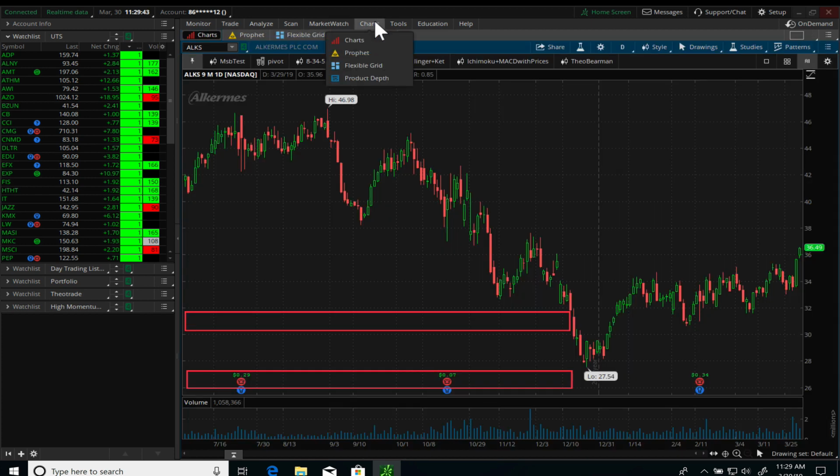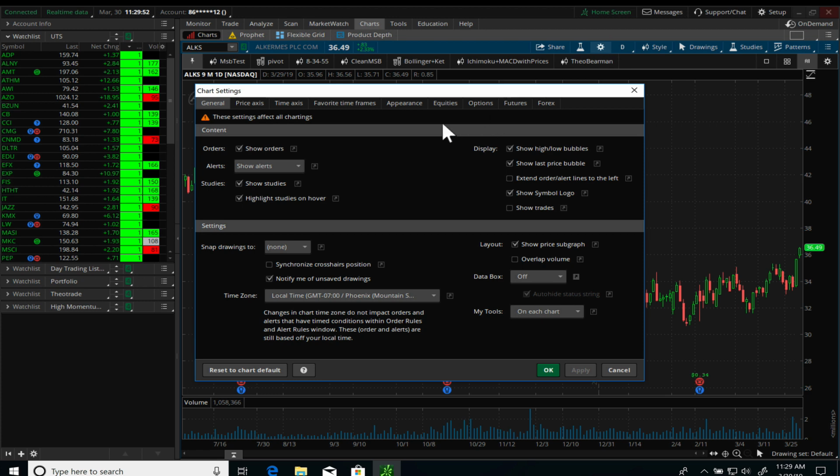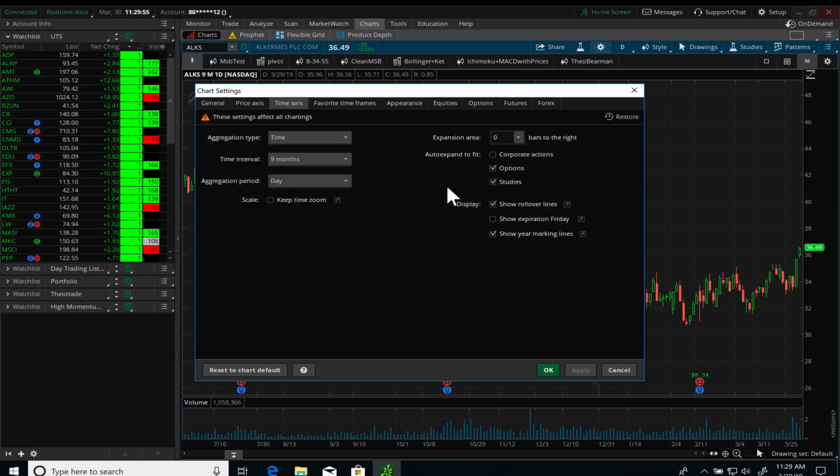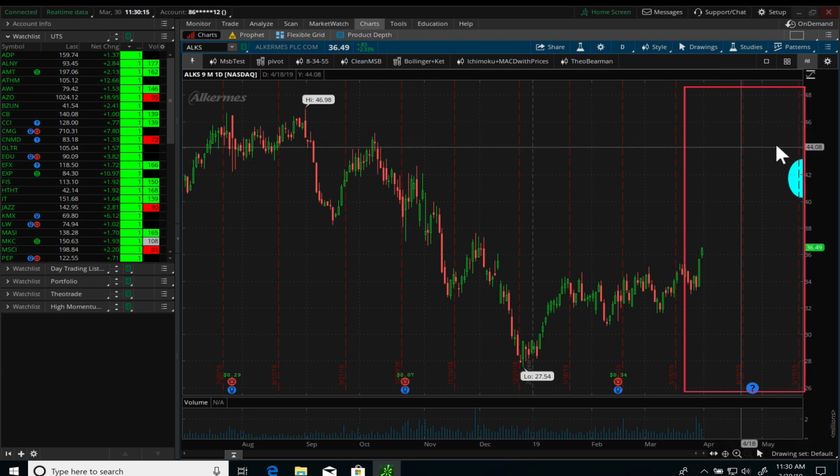Now let's go to the chart, right? This is a chart where we have ALKS on the daily chart, and we're going to add a couple of things. The first thing we'll add is we go to the gear and go to the time axis, and we'll add the expiration Friday. So this way you can see the expiration Friday, and I'm going to create an expansion area. So 35, I'm going to put 35 in this and apply this. So what you see here is now that you've got this empty area on the right hand side.